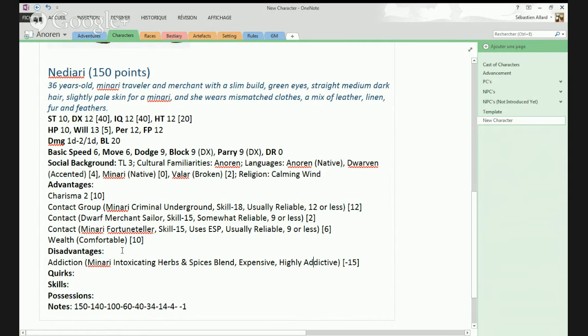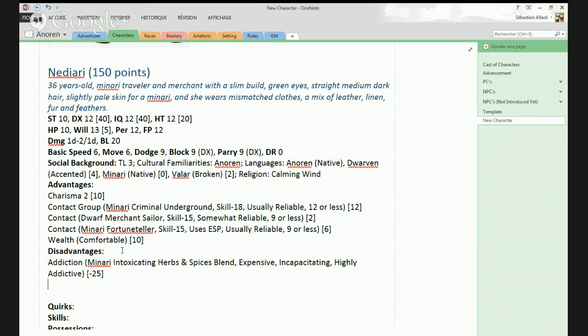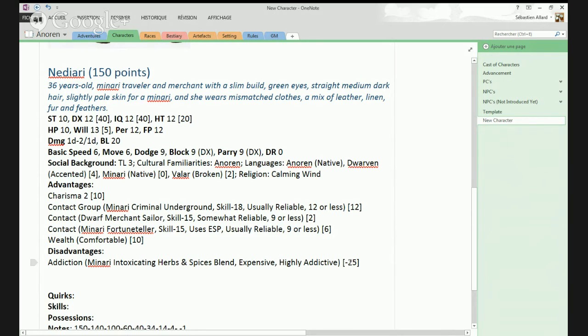And okay, I'm gonna go the incapacitating route. Incapacitating, yes. So this stuff is really addictive and nasty stuff. That's a big disad. Is it too big? Okay, the incapacitated part is too much. It's a little bit too much for the idea I had for this character. I'm gonna leave it at highly addictive. It's expensive.